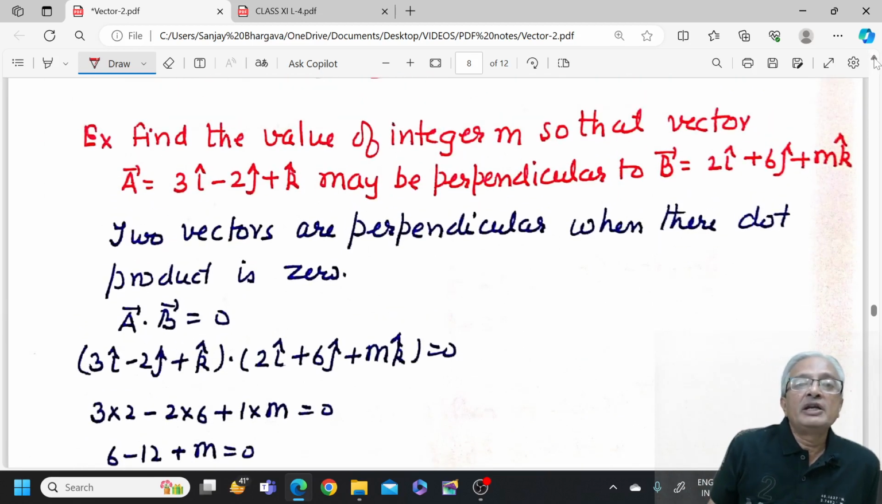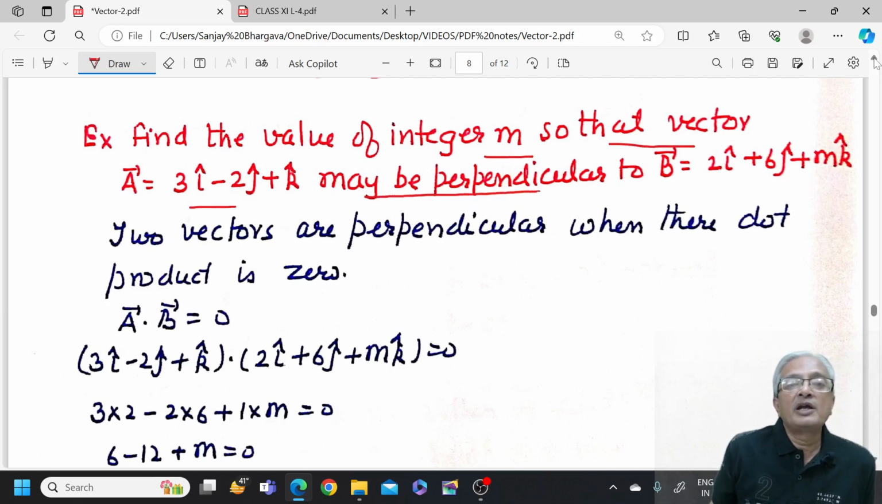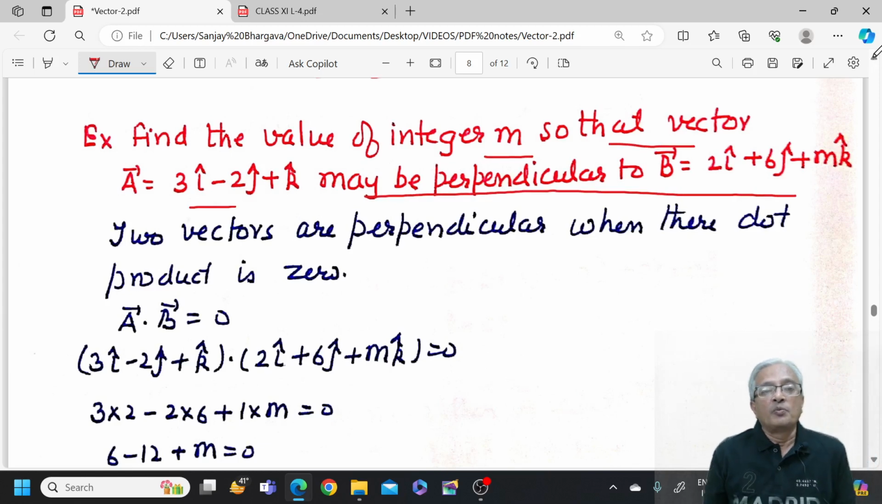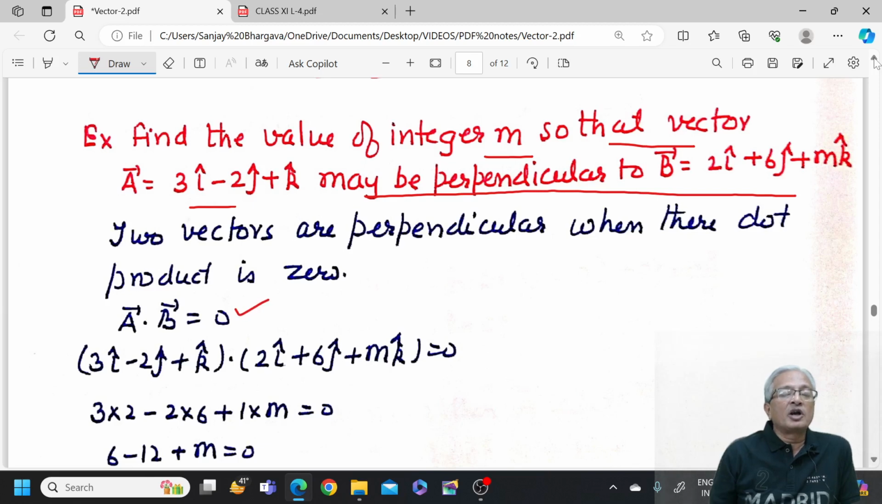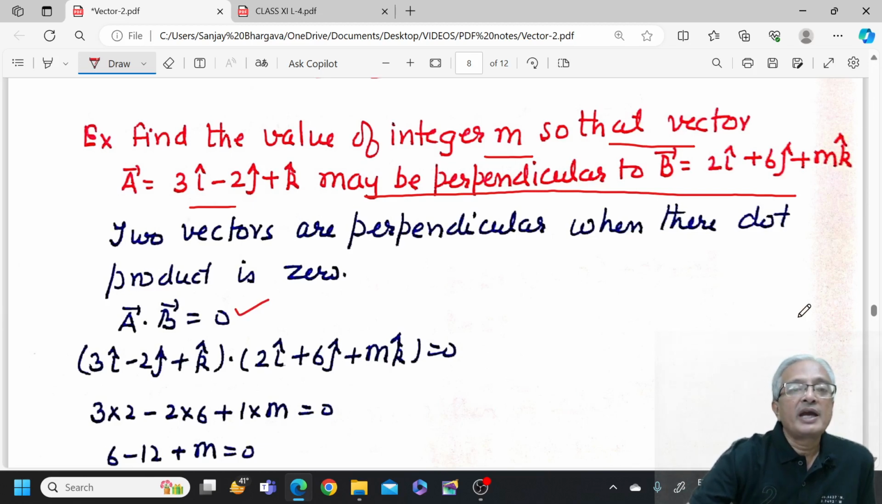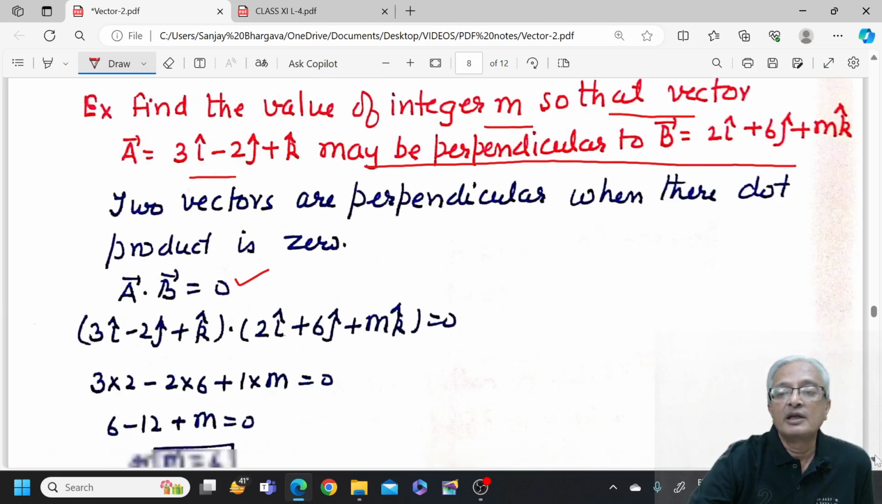Find the value of integer m so that vector a may be perpendicular to the vector b. Now, when I was discussing perpendicular vectors, we said the vectors are perpendicular if their dot product is 0. That is, for the vectors to be perpendicular, a dot b must come out to be 0. The value of vector a is 3i cap minus 2j cap plus k cap, and b is 2i cap plus 6j cap and m k cap. So written here.